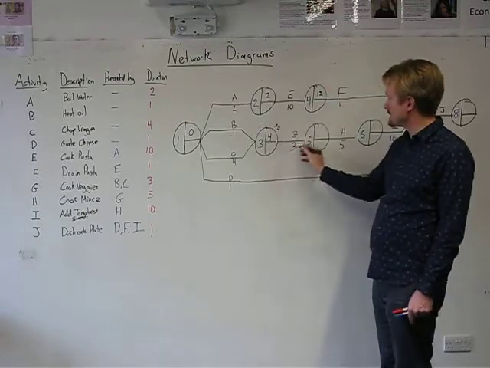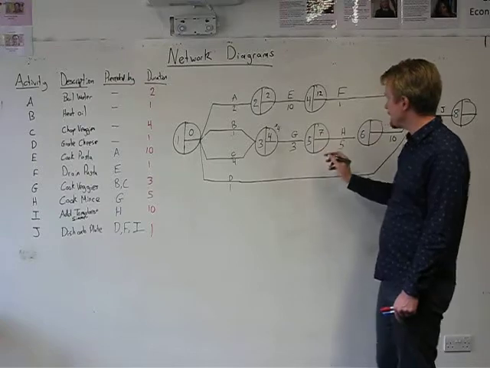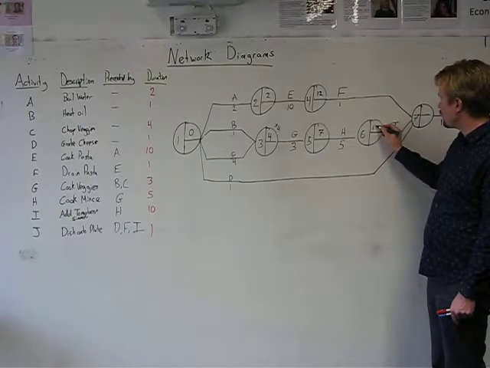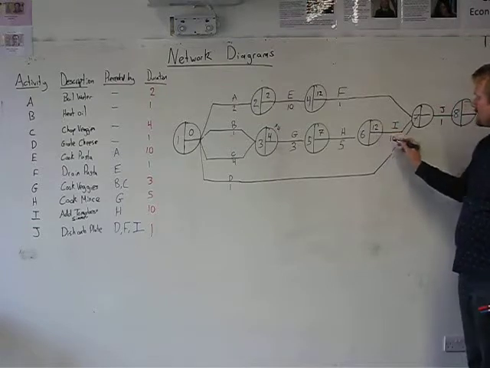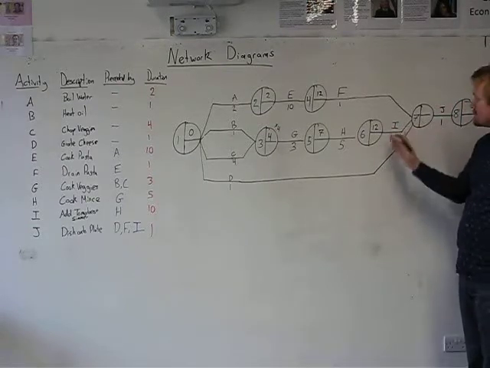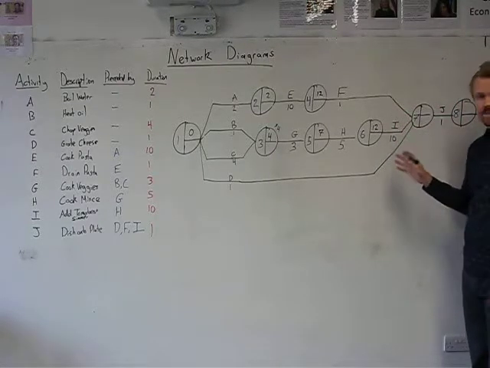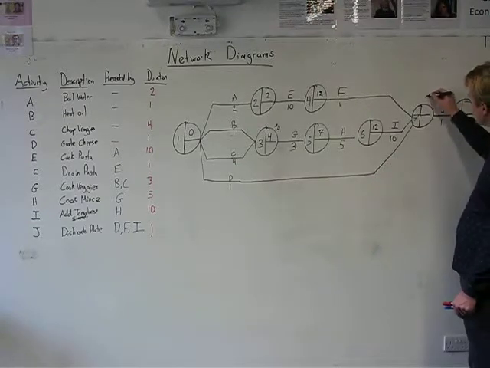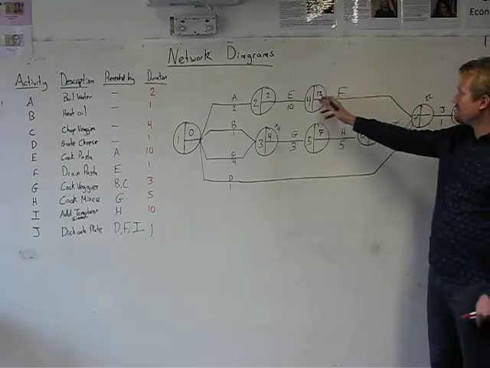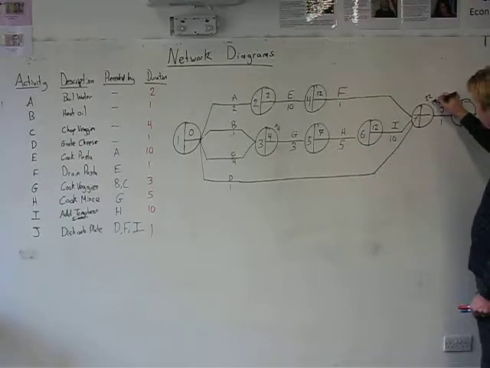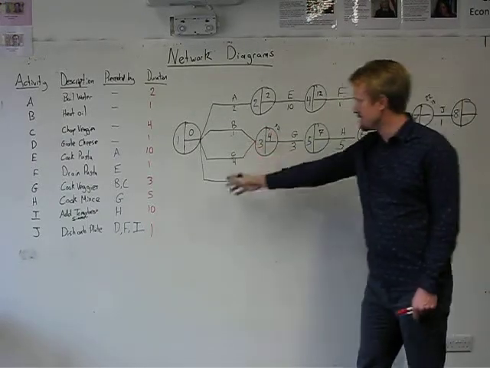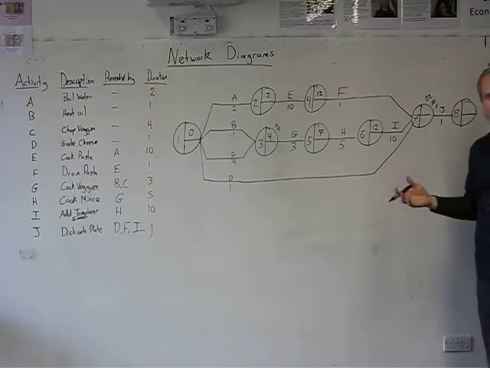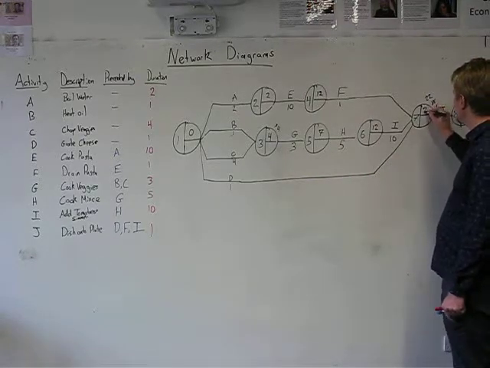Then 4 plus 3 is 7. 7 plus 5 is 12. And 12 plus 10 is 22. I've got 3 tasks going to node 7, so I'm not sure that 22 is going to be the highest yet, so I'll just put this on the top for now. 12 plus 1 is 13, and 0 plus 1 is 1. So I would take the highest of those numbers, and that is 22.